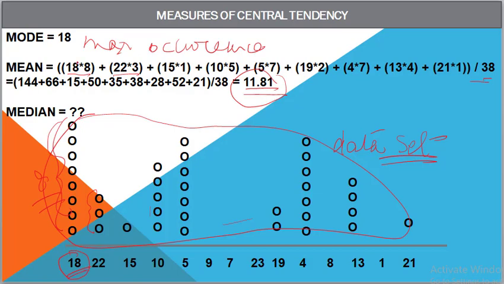So 18 is the number. So the mode becomes 18 here. So that's how the mode is calculated, right?